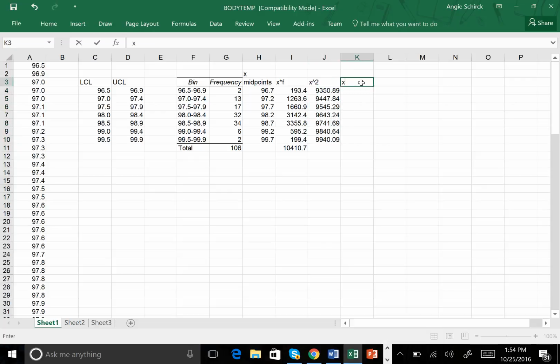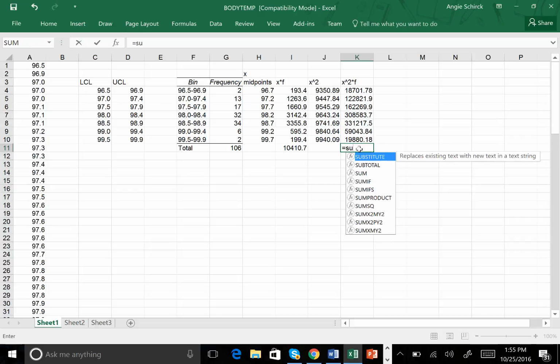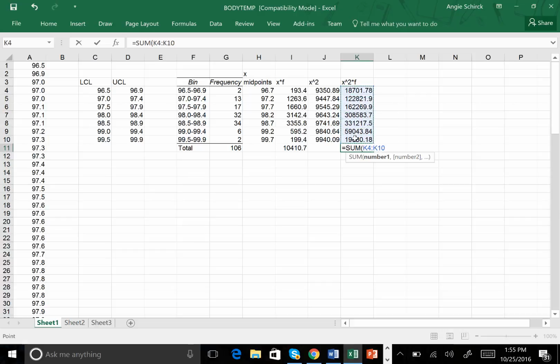Next, we need the x squared multiplied by the frequency. So we're going to take the x squared box here, multiply it by the frequency, which is over here, hit enter, and drag that down. And we also need the sum here, so we'll type equals sum, and we'll take the sum of all of these.